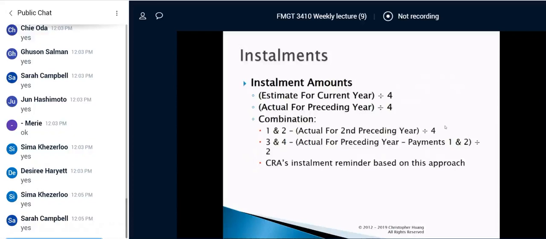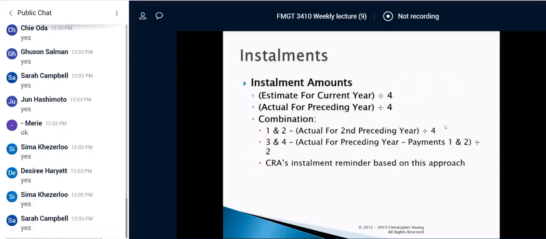Or I use the combination method, which is to say, take the tax amount owing in my second preceding year. Okay. So for example, let's say I'm doing my 2019 tax return, because again, under COVID, some of you guys might not have even filed the 2019 return yet. Take your 2019 return. My second preceding year would then be 2017. My preceding year is 2018, right?